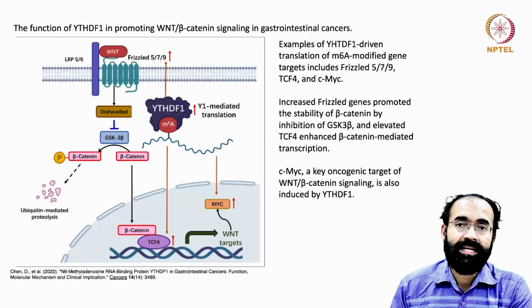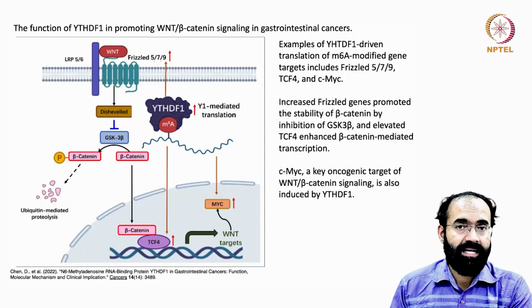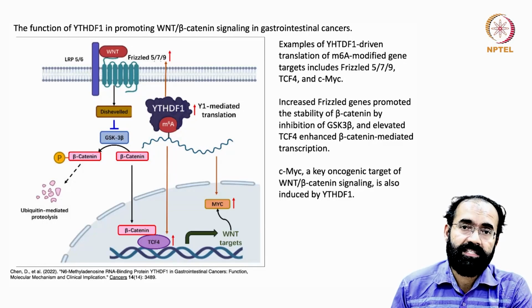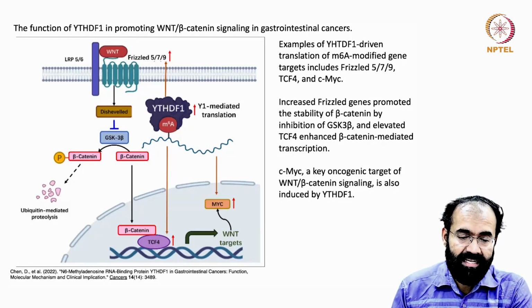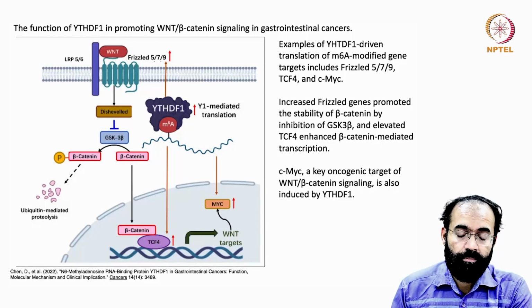So once it is activated, it can go and inhibit the GSK3 beta enzyme, and this GSK3 beta enzyme is very important because it is important in the phosphorylation of the beta-catenin. If it is phosphorylated, the beta-catenin will be marked for degradation. The full name of GSK3 beta is glycogen synthase kinase 3 beta. So if phosphorylation happens on the beta-catenin, it will be degraded.